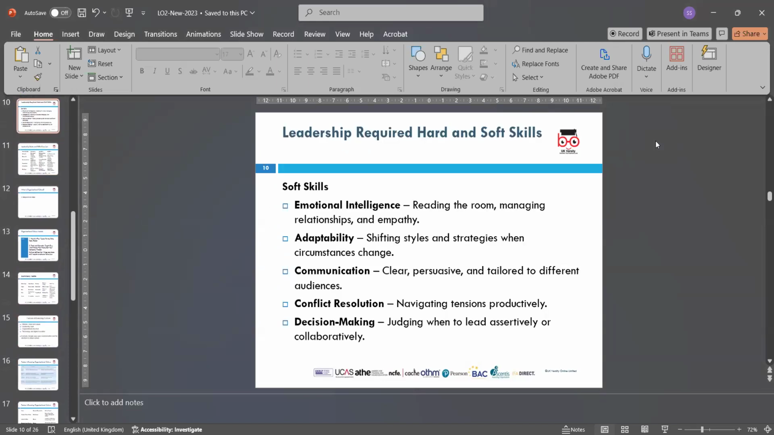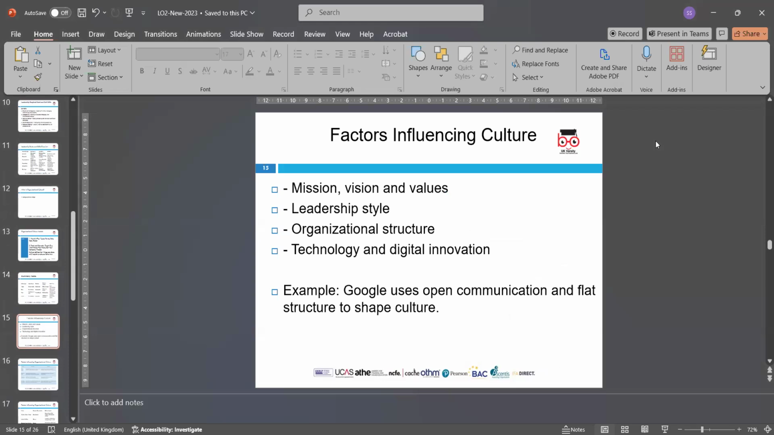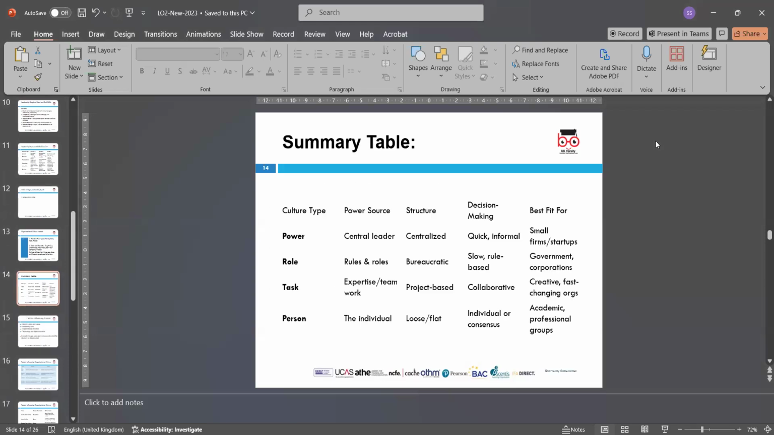So there are four types of culture. When we're talking about the power culture, leaders want to retain the power with them in terms of leadership. All the decisions are made at the higher level of management. So it is a central leader. All the decisions are made at the top level.